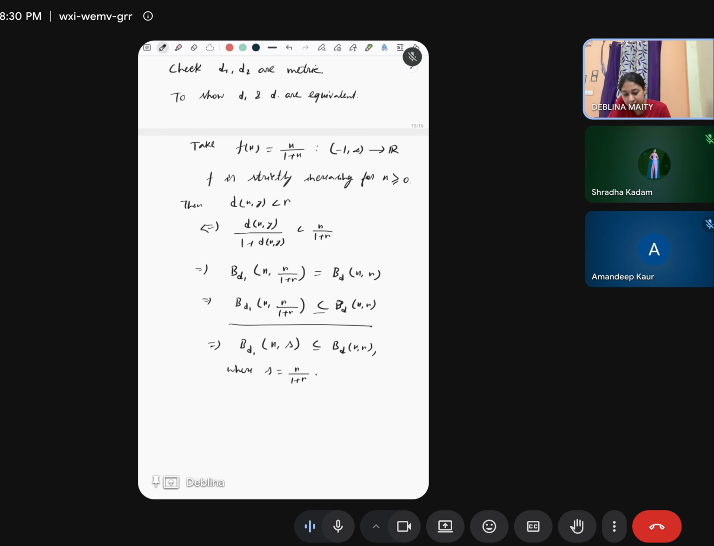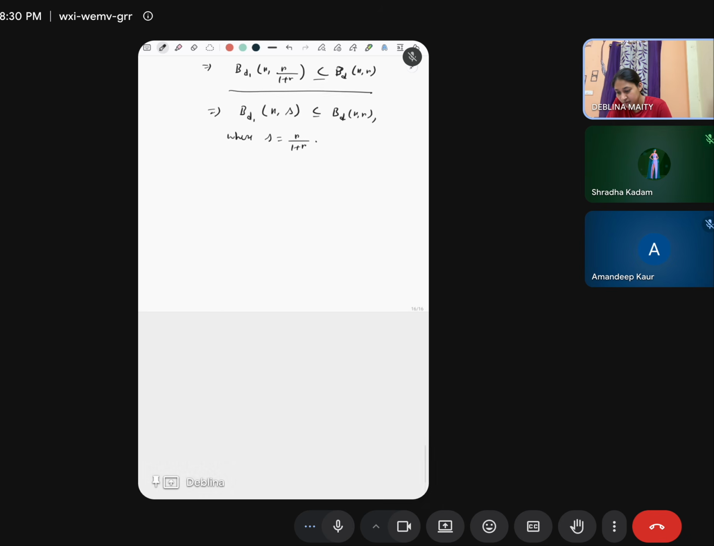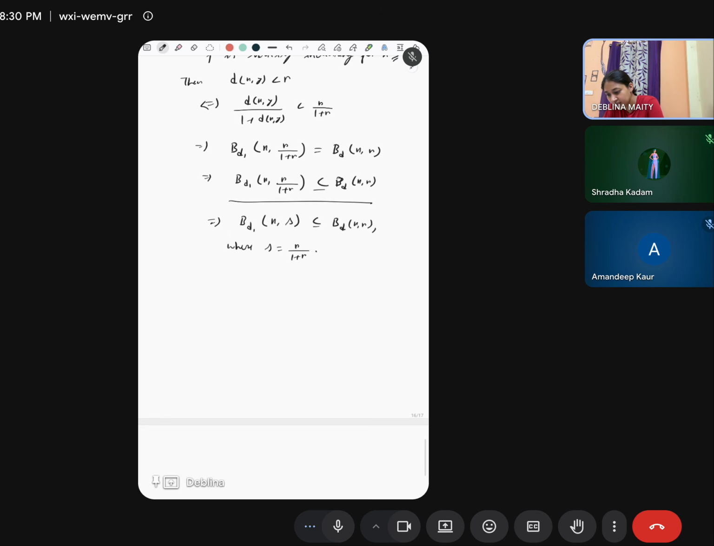Now we have to show that if B_d1(x, r) is a ball, then we have to find some s, right? Now from here, we can also say that B_d1(x, s) is equal to B_d(x, s/(1-s)), because s is r/(1+r), so r will be s/(1-s), right? So these two lines are the same.